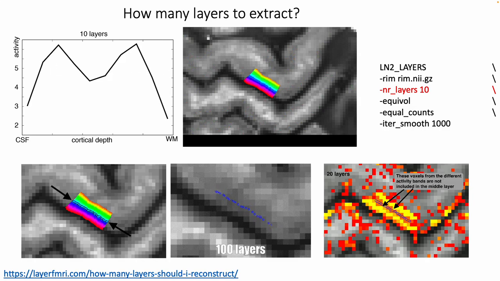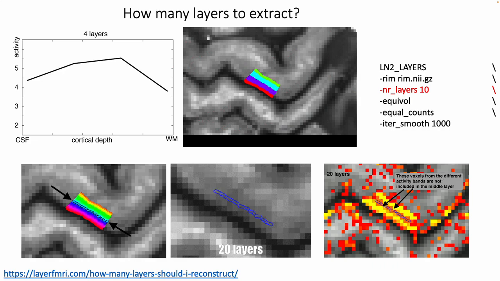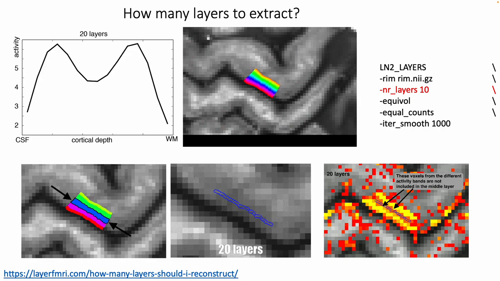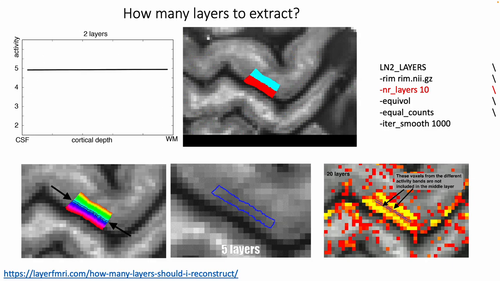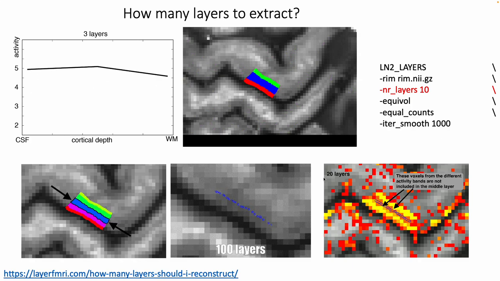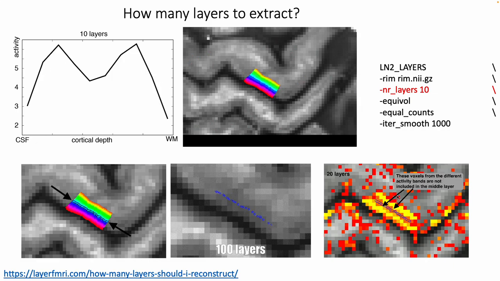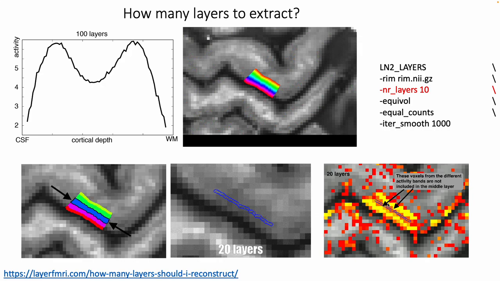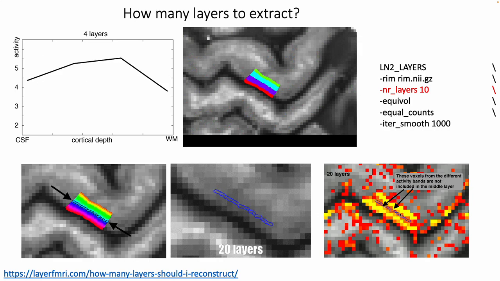However, I think that overall in the field, the conclusion emerged that it's always advantageous to use more layers than your effective spatial resolution, because you will always introduce additional blurring if you use fewer layers than your effective spatial resolution. And this is highlighted here in this synthetic data set where we have a double stripe in the motor cortex, and you see that we might only have like 5 voxels across cortical depth, but then if we only extract 5 layers, we will have partial voluming, right?